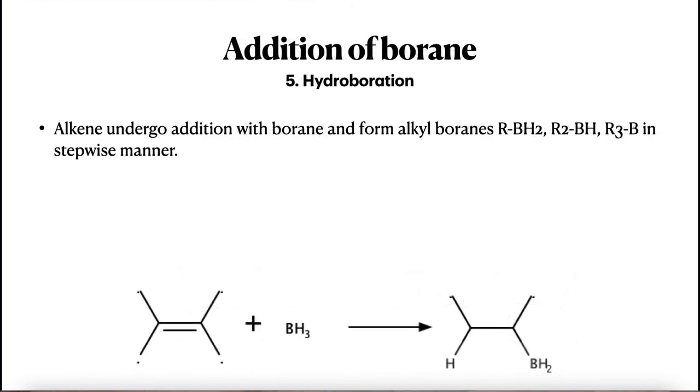Sixth reaction is the hydroboration. Alkene undergoes addition with borane, that is BH3. It forms alkyl borane. There is the addition of HBH2 across the doubly bonded carbon. It also leads to formation of the dialkyl borane and trialkyl borane in a stepwise manner.